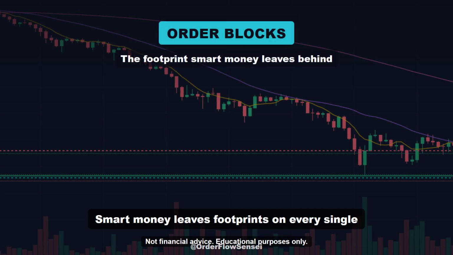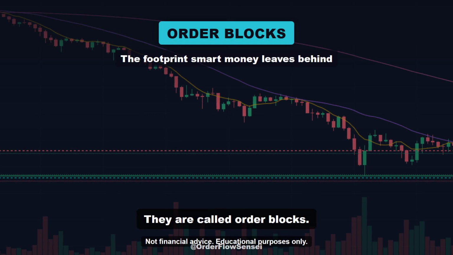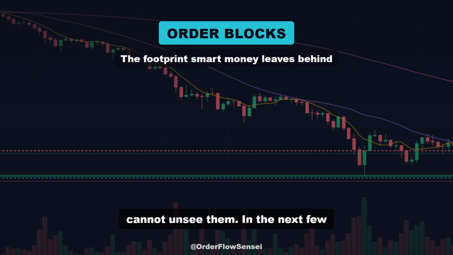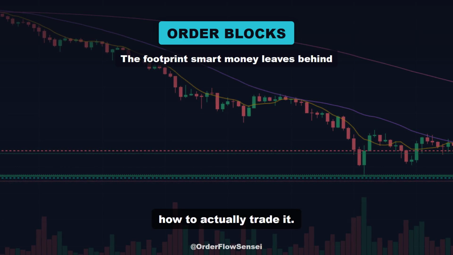Smart money leaves footprints on every single chart, and most traders walk right past them. They are called order blocks. Once you learn to see them, you cannot unsee them. In the next few minutes, I am going to show you exactly what an order block is, how to spot one on Bitcoin, and how to actually trade it. No fluff, no magic indicators. Let us get into it.